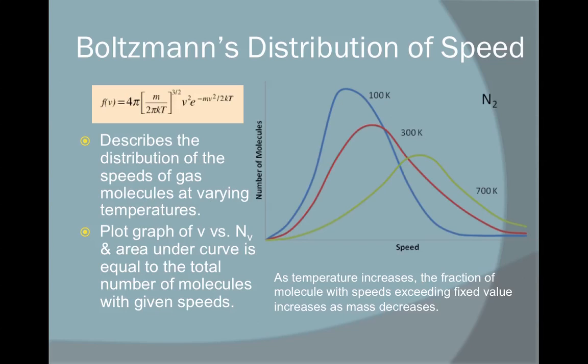From Boltzmann's equation, you can see that at a constant velocity, as you increase the temperature, the number of molecules with the fixed velocity, so the number density, will increase if you have a decreasing mass, and it will decrease if you have an increasing mass. This happens due to the exponent here in E.